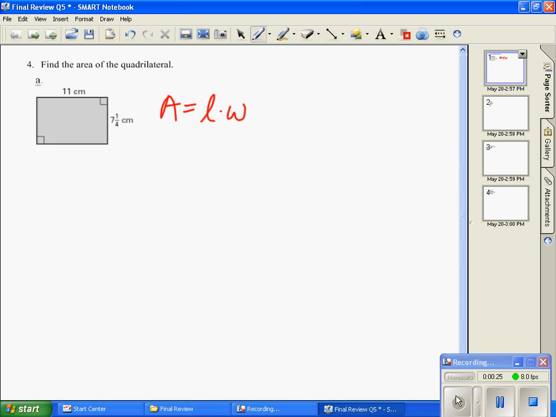So we just plug in the two numbers. And now 7 1/4 is the same as 7.25. So multiply those together, and that gives us area equals 79.75. And since we have units, we make it centimeters squared.